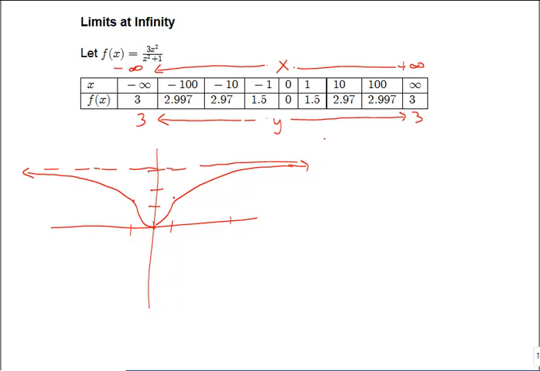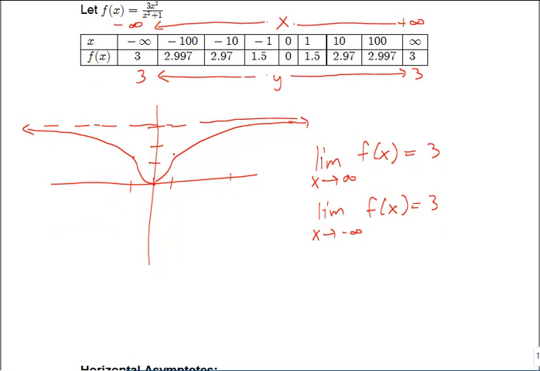And what we see is that as x increases without bound, which means as x gets larger and larger and larger, these y values are approaching 3, and as x decreases without bound towards minus infinity, the y values are also approaching 3. So these are called limits at infinity, and the notation would just be the limit as x goes to infinity of our function is 3, and the limit as x goes to minus infinity of our function is also 3.